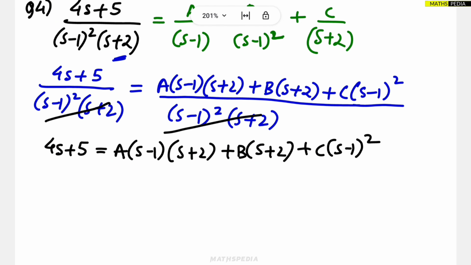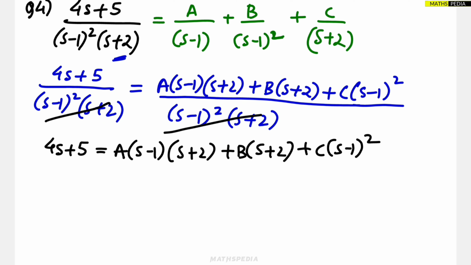After getting this, we have two methods to find out A, B, C. One method is to use comparison of coefficients on the RHS as well as the LHS. The other method is to substitute values of s, eliminate other variables and find out one variable at a time. That is the method.